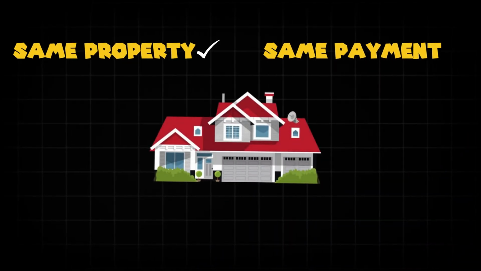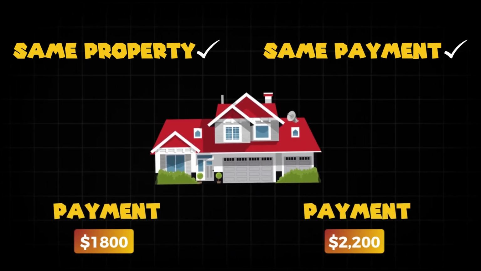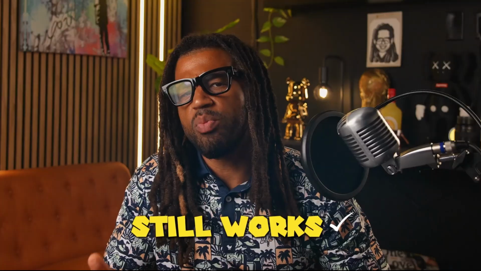Now, watch what happens if I change the number. Same property, same everything, but the market rent is $1,800 instead of $2,200. $1,800 divided by $1,860 is 0.97. So you're under 1.0. Still a doable deal, but usually when you're below 1.0, it's going to affect your pricing, your rate, your fees. So what do you do?